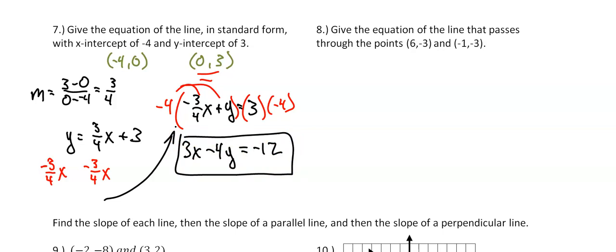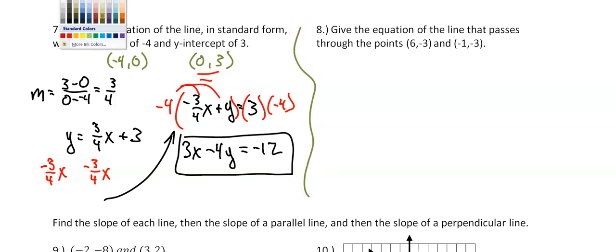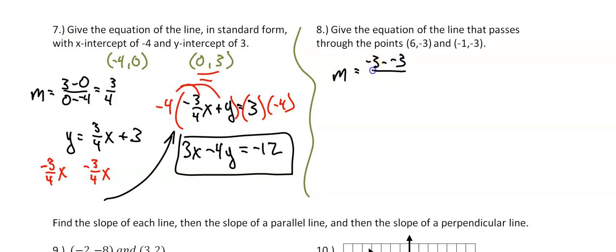Okay? The next one just asked me to give the equation. And that should be a hint. It might not be in one of my typical formats. So again, I still want to start off the same way. I'm going to find the slope here. So to find the slope, I do y sub 2 minus y sub 1 over x sub 2 minus x sub 1. So that's going to give me 0 over -7, which equals 0.